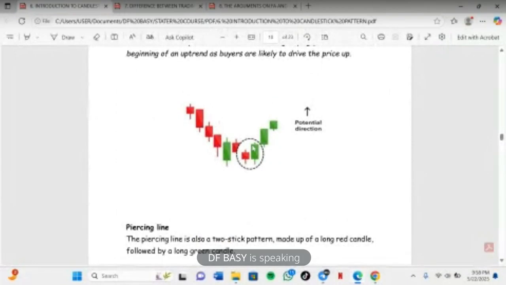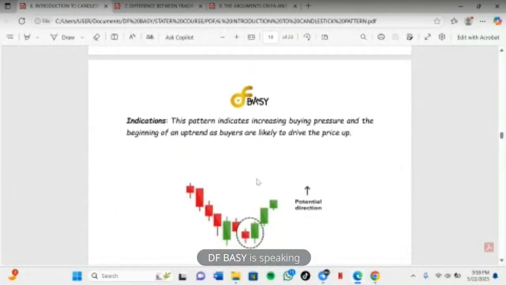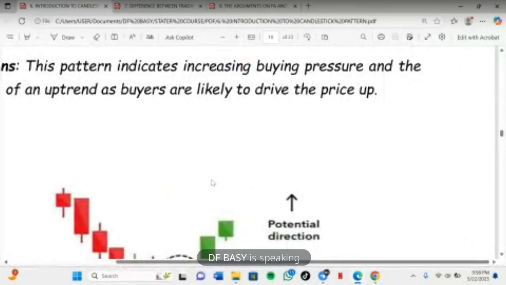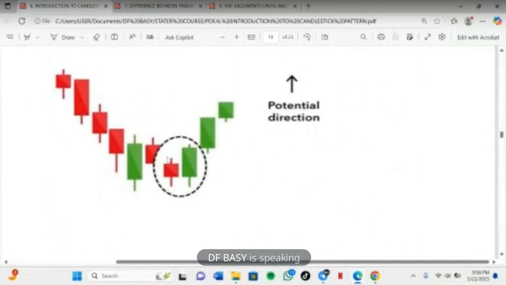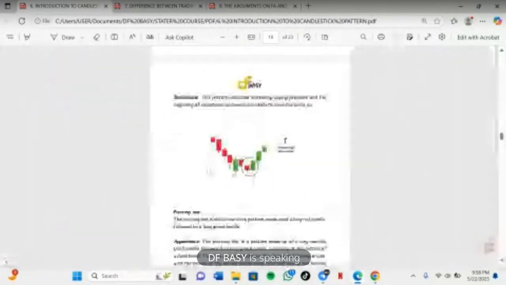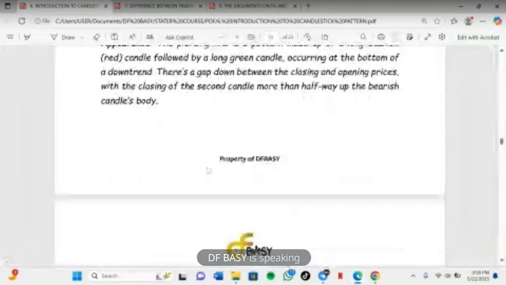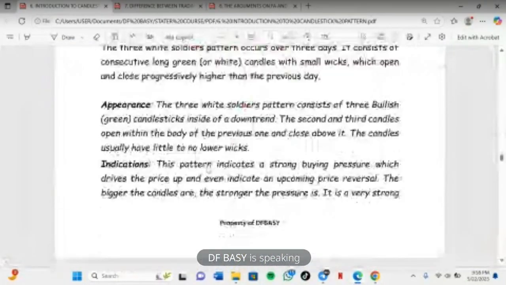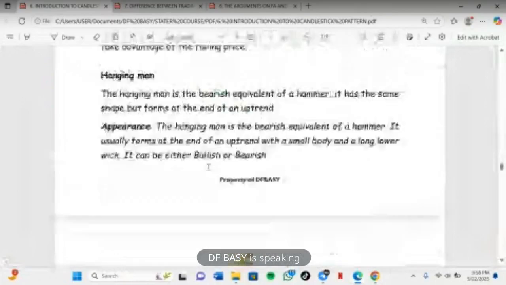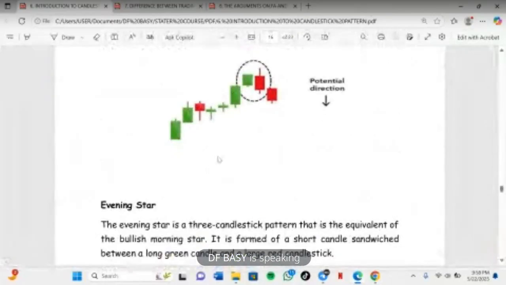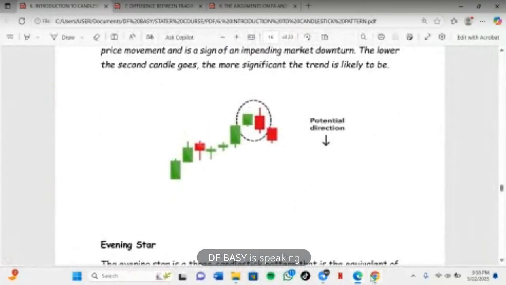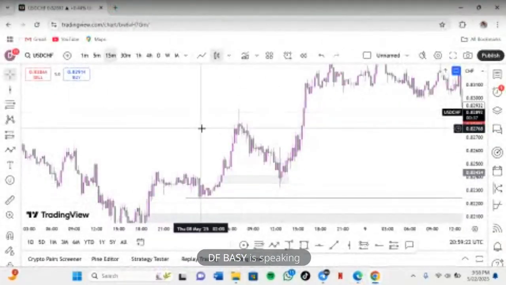Bullish engulfing, look at it here. Bullish engulfing, right? Bullish engulfing is a bearish candle being engulfed by a bullish candle. Now, bearish engulfing is a bullish candle being engulfed by a bearish candle. Hope I'm not confusing you. But this is it. Let me go to the chart to make you understand that well.